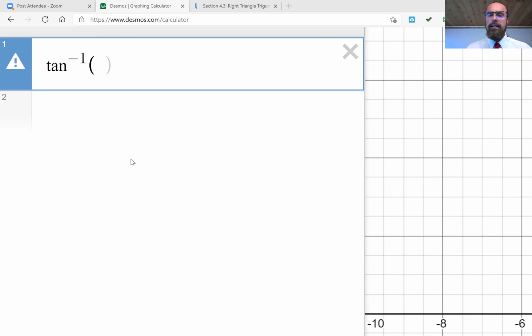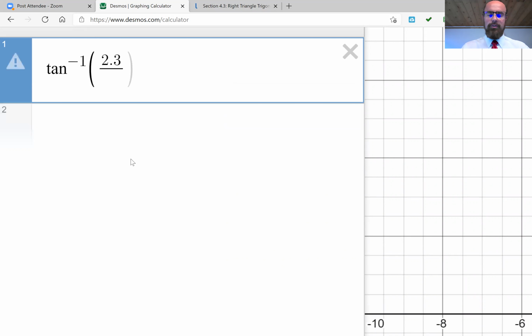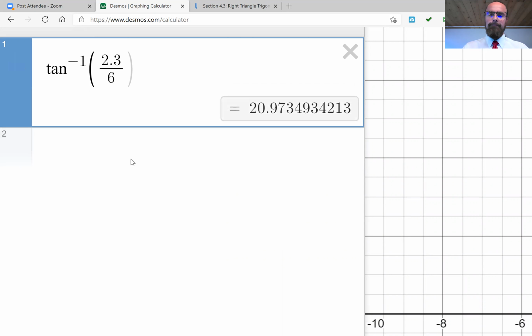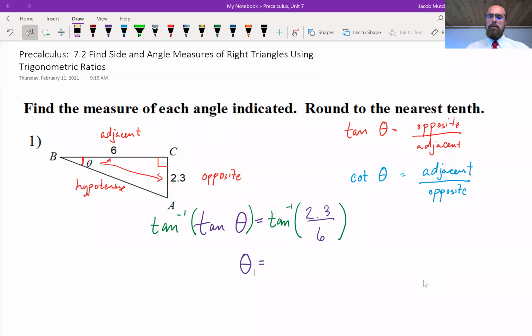for the opposite and 6 for the adjacent. So I'm just going to set that up as we had written it. And that gives me an angle measure of 20.97. So we'll take that back to our notes screen. And we want to round to the nearest tenth. So if it's 20.97, I would round that to 21.0 degrees.